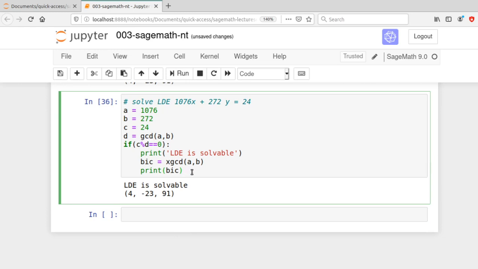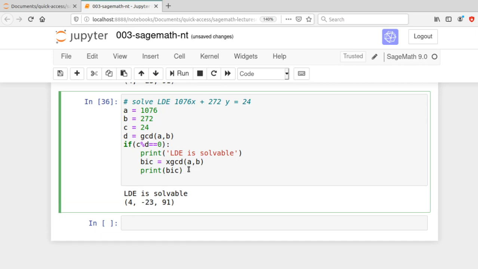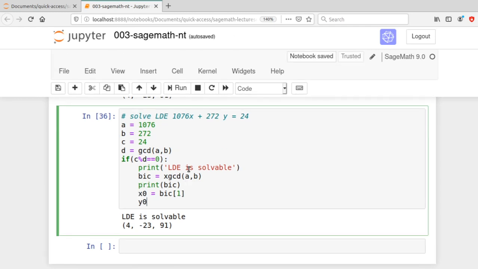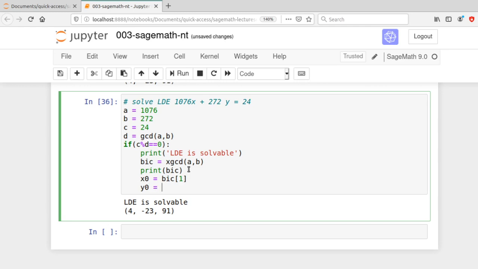But the problem is we need this minus 23 as x naught, and we need this 91 as y naught. So the solution is going to be, you know, that x naught is equal to the second number in the... pick 1, because numbering is like 0, 1, 2, etc. For x naught, 1076 times x naught equal to the GCD, which is 4, so pick 1.